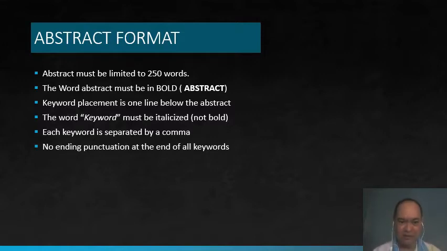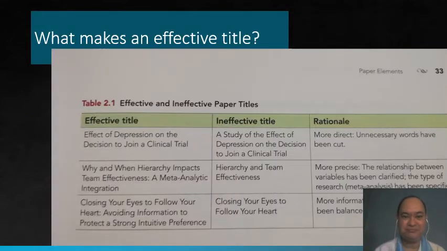The word abstract must be in bold. The keywords are placed one line below the abstract. The keywords must be in italics, and each keyword is separated by a comma. Take note that at the end of the keywords, no period is required.